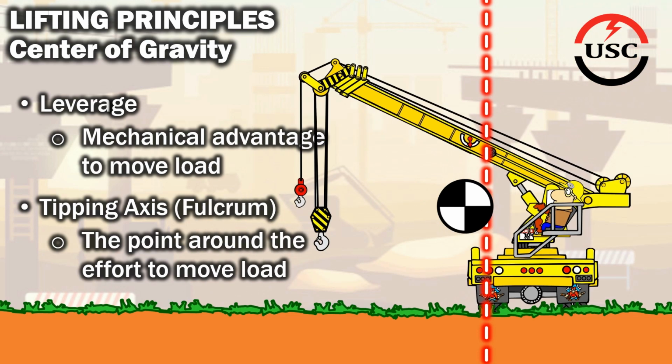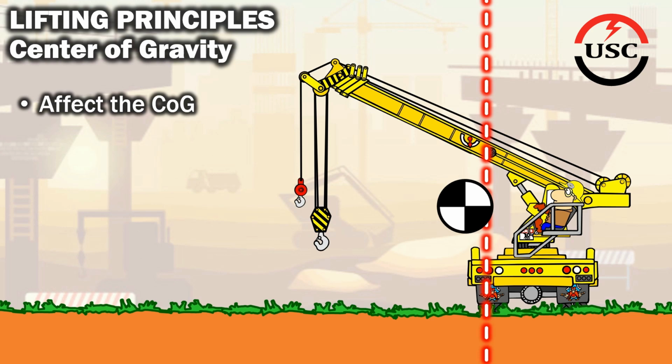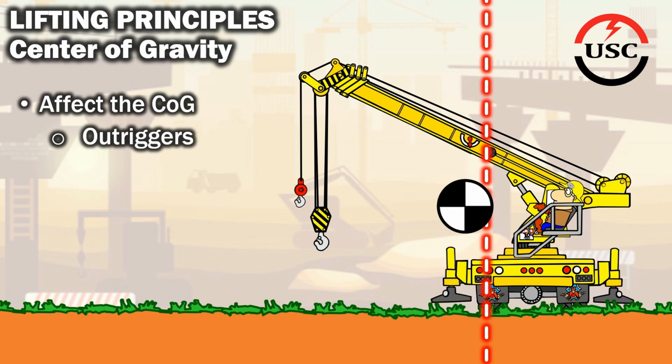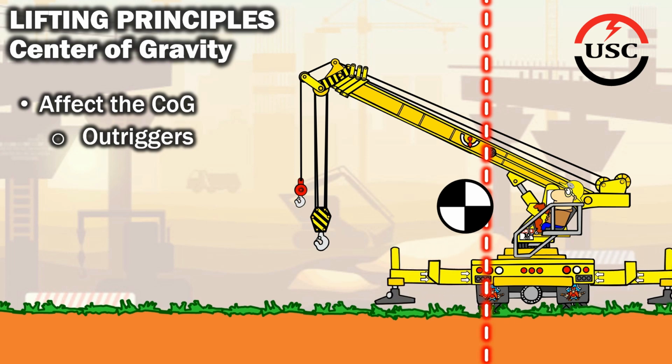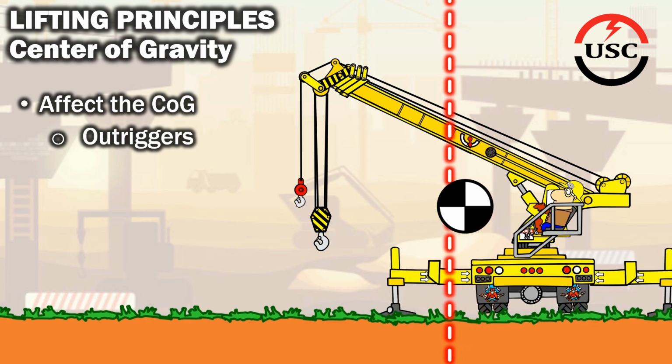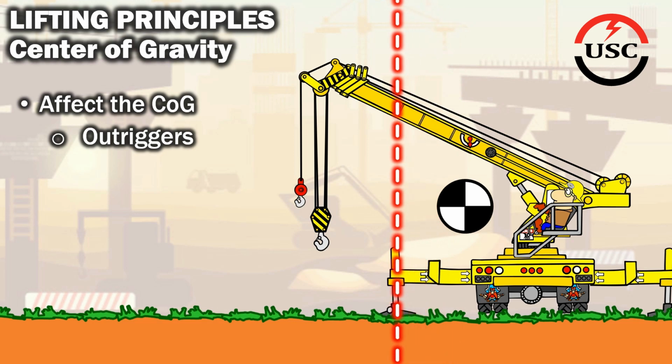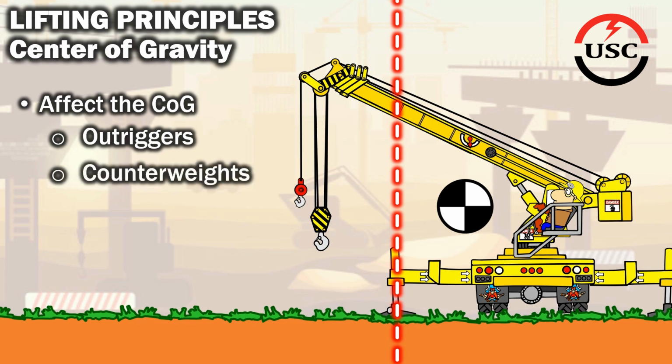There's a couple of methods that can be used to manipulate the center of gravity, to keep it behind the tipping axis. One is by the use of outriggers. Now, the outriggers aren't really used to manipulate the center of gravity per se. They're used to extend the tipping axis, which effectively gives the center of gravity a little more room to play. Another method is by using counterweights. Now, the counterweights do manipulate the center of gravity. They pull the center of gravity back toward the counterweight. Like outriggers, this then adds room for the center of gravity to play.